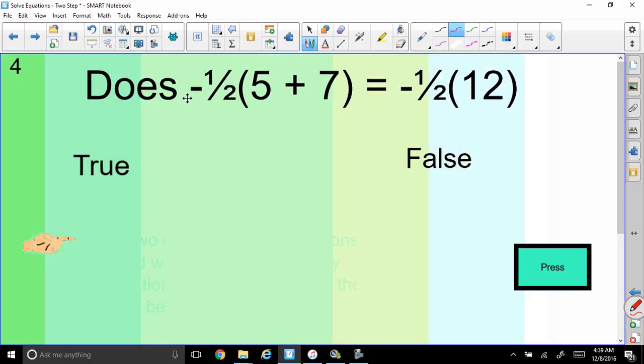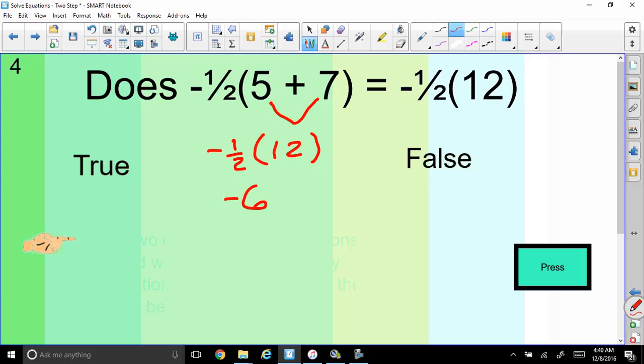Uh-oh, we got a fraction here. Does negative 1/2 times (5 plus 7) equal negative half times 12? All right, well, let's do our scratch work. We have 5 plus 7 inside the parentheses. We work that first. That is equal to 12. And we're going to take negative half of 12. So the first thing I'm going to do is take half of 12. Half of 12 is 6. And when I multiply different signs, that gives me negative. So that equals negative 6.